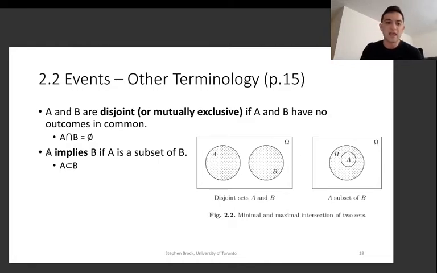This is an example of a subset. So A implies B if A is a subset of B. What that means is if A is within B, like A is completely enclosed within B, like in this circle, then we know that if A happens, B must have happened because A is a subset of B. So if we're in this event space A, then we're also in this event space B.